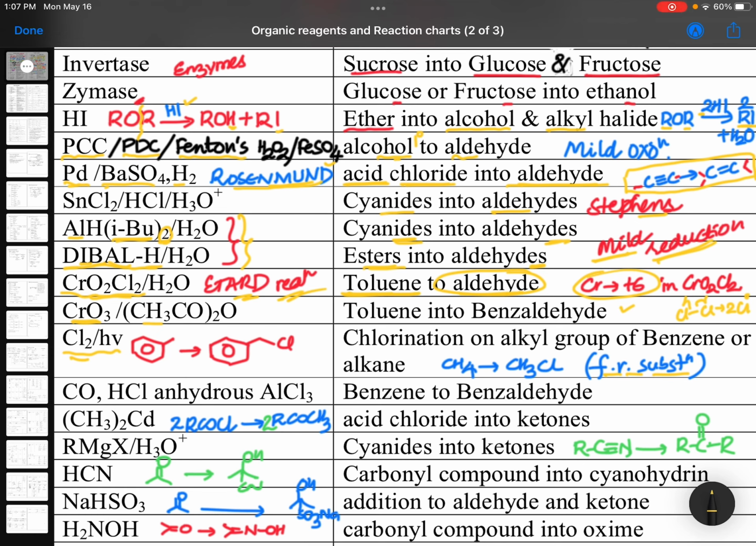An alkyl group means the side chain of the benzene, or you can take any alkane. I have taken here one alkane, and I have taken here toluene. Toluene is converted to benzyl chloride.